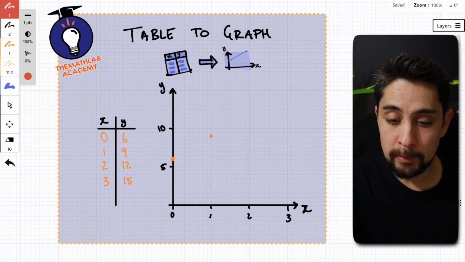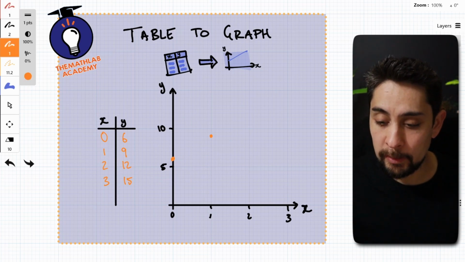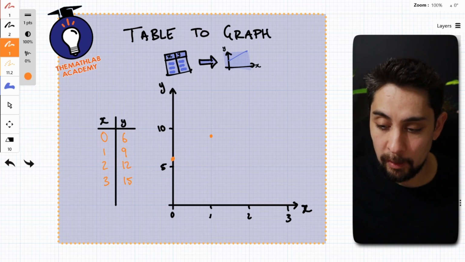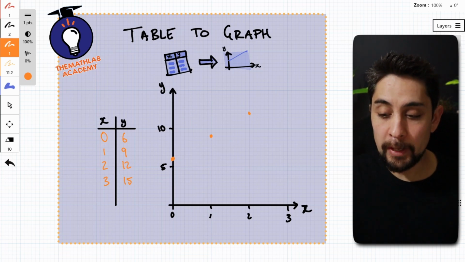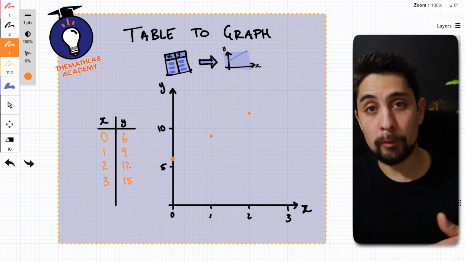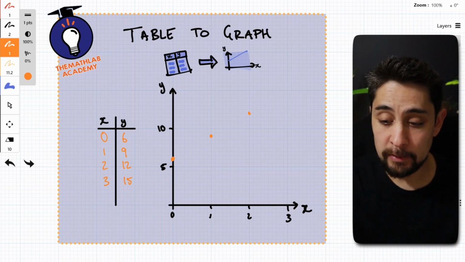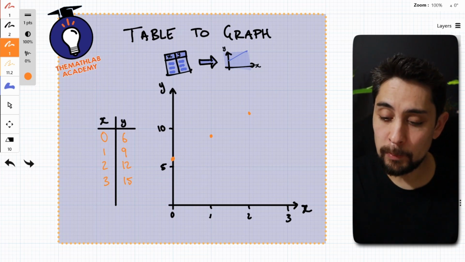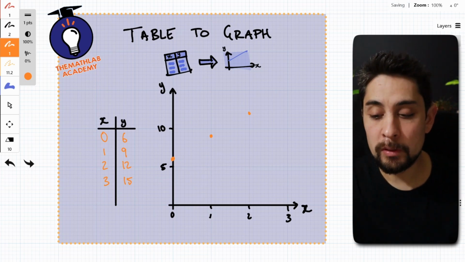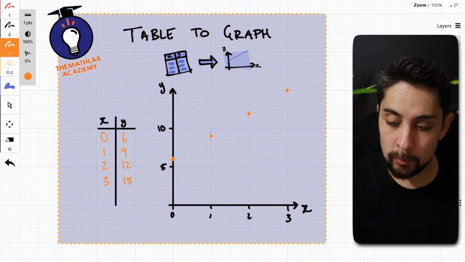The next number is 2 and 12. Let's quickly find that. 2 on the x-axis, and then we go up 12. 10, 11, 12, right there. And the last one is 3 and 15. So we're just stepping through these one at a time. 3 and 15. Now 15 is not shown on this y-axis, but we do have 5 and 10, so we should know where 15 is. And there is all of our dots.